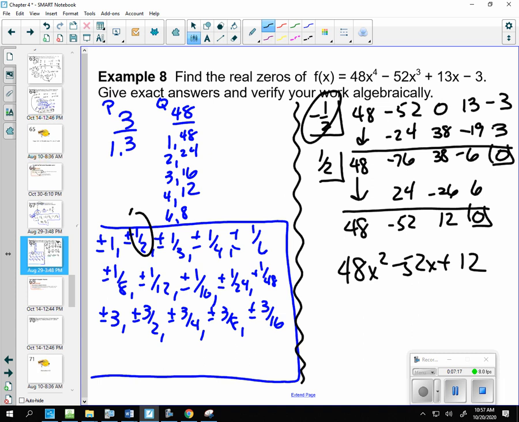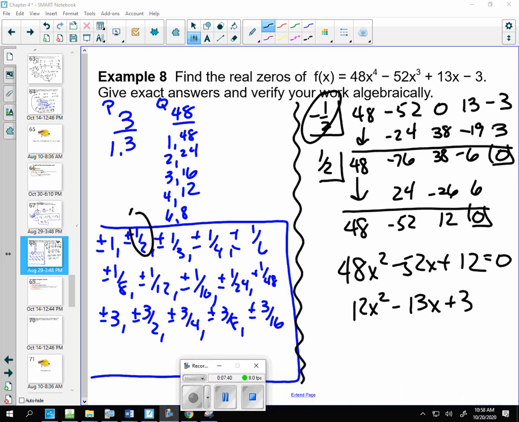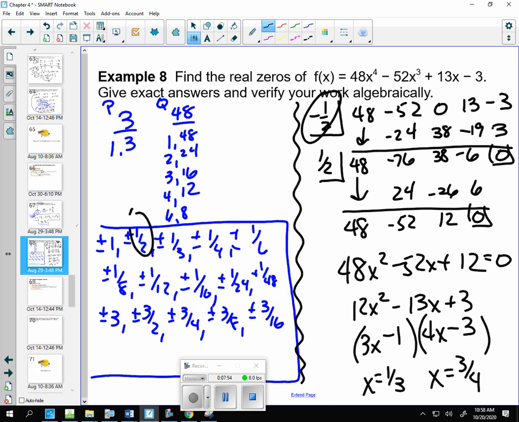I can now solve quadratics without the use of a calculator. I could use a variety of methods: quadratic formula, factoring. Those are probably the two methods I'm going to use the most. So I'm going to solve this by factoring. They're all divisible by 4. So I'm going to make this a little bit smaller and divide it by 4. And then I'm going to try to factor this. So 3x and 4x, a minus 3 and a minus 1. So x is equal to 1/3 and x is equal to 3/4.